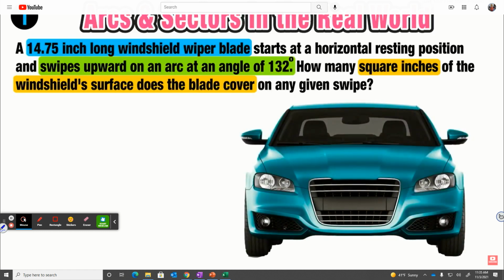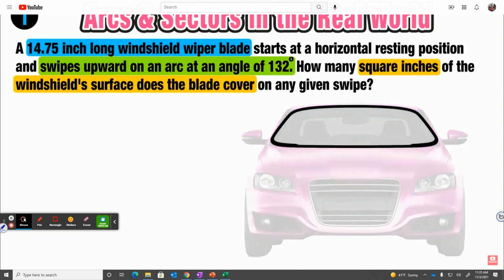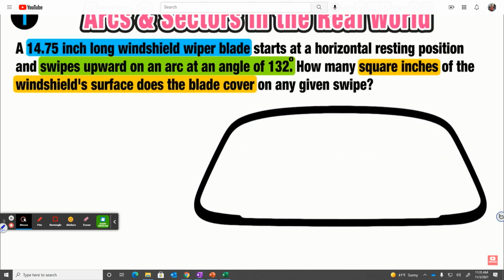So first thing I do is I visualize the front windshield of a car, and actually in my mind I don't like this color, so let's go ahead and change it. That's better. Okay, so now that we're going to roll with the chrome pink colored car, we really only want to focus on just that front windshield. Let's go ahead and zoom in on that area.